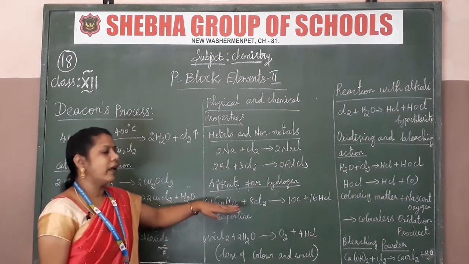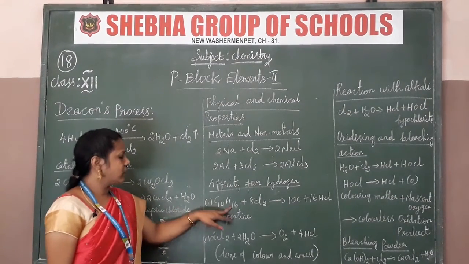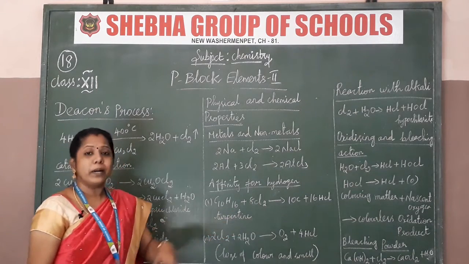That is C10H16. C10H16 is what we call turpentine.